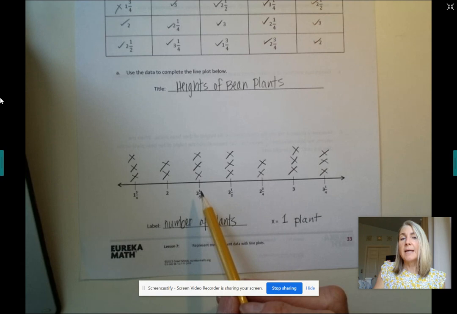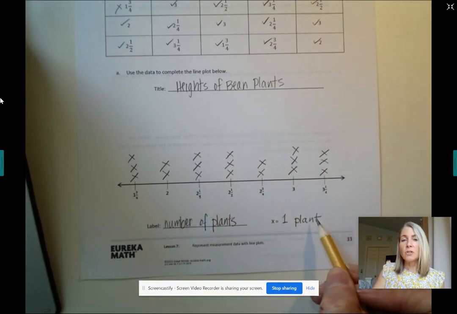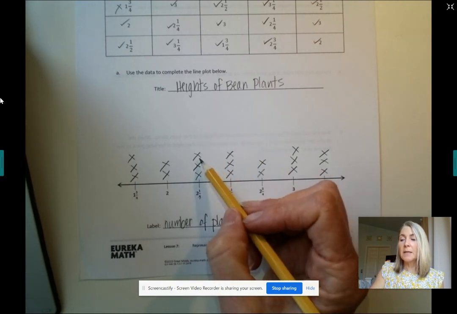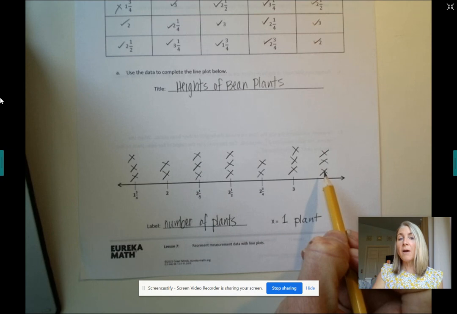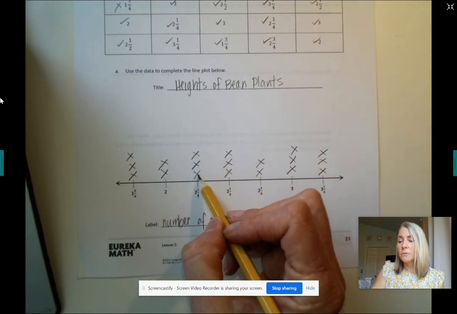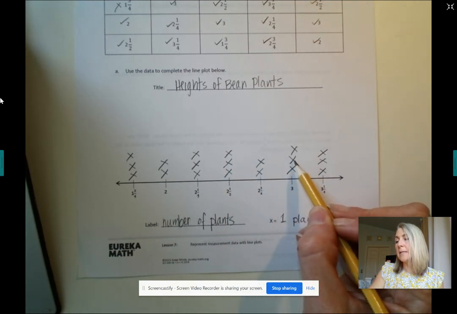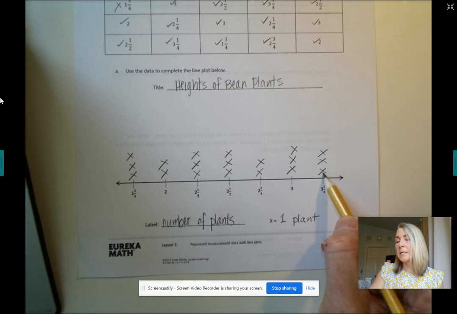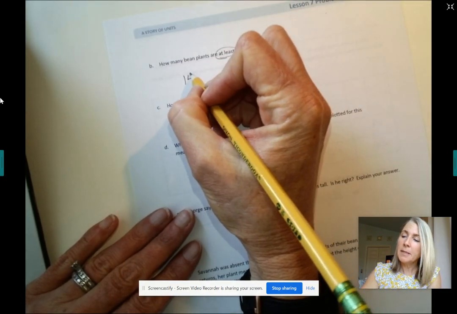So the question is, how many plants are at least 2 1/4? And if we know each X equals 1 plant, we can count up how many from here over are at least 2 1/4 tall. 1, 2, 3, 4, 5, 6, 7, 8, 9, 10, 11, 12, 13, 14. So we would say 14 plants.